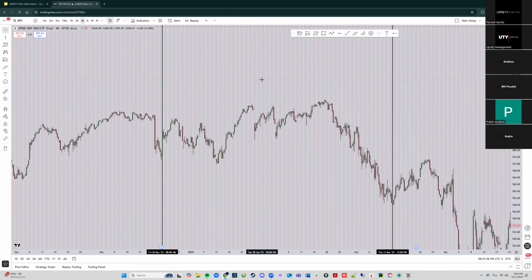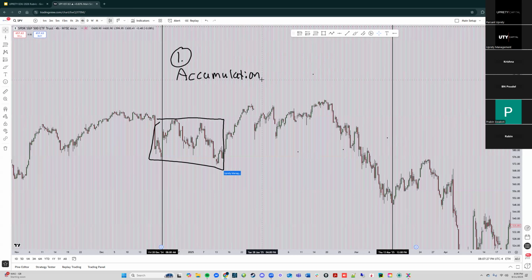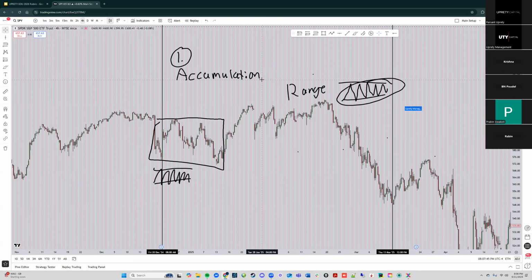Here are a few phases that you want to know. I might butcher some of these spellings, so please forgive me. The first phase, number one, is accumulation. Accumulation looks something like this right here. The market doesn't really have a direction. It is just moving sideways, but we are in a range. A range is just between one point and another. Price will just go tick tack, tick tack, and it will look like it's chopping. This is called accumulation.